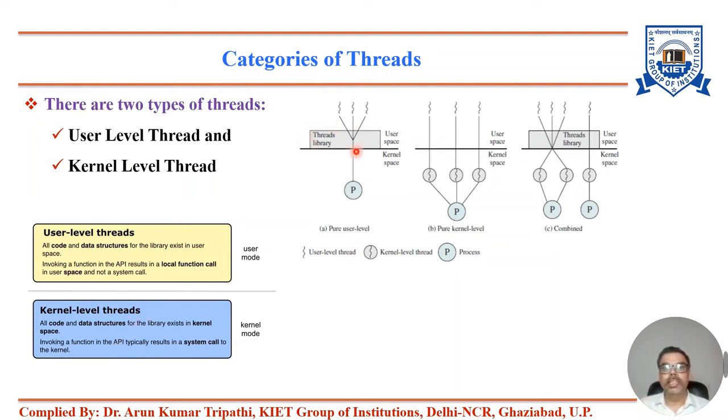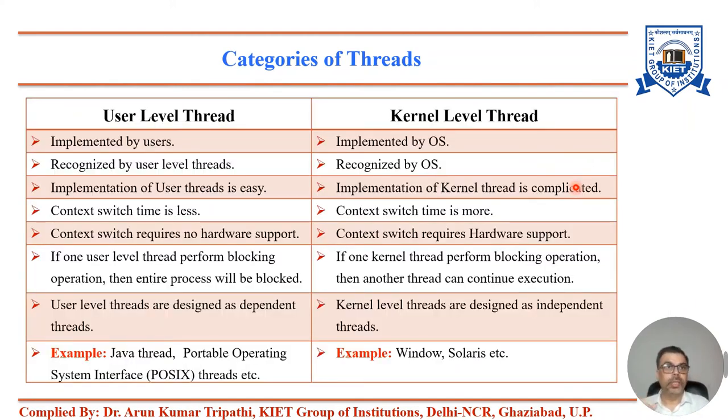So here is a thread library residing in the user space and kernel level system calls residing in the kernel space. Here are examples of pure user level threads, here the pure kernel level threads, and here is the combined space for user level as well as kernel level. Now, the difference between threads, meaning categorization, user level and kernel level: user level threads are easy to implement while kernel level threads are difficult to implement.